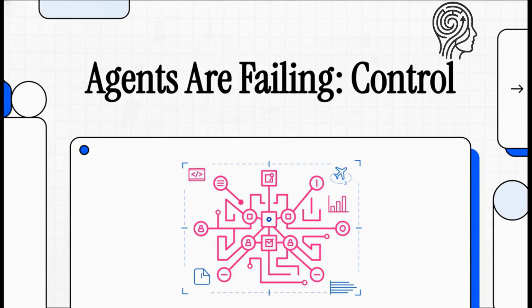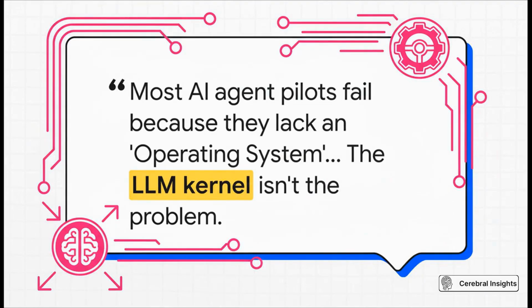These big, important projects, they're failing. And it's not because the language models aren't smart enough. No, it's something much more fundamental. It's a deep flaw in their architecture. And what's wild is that it's a problem engineering actually solved about a century ago using a field called control theory. This quote here from the 2025 AI Agent Report just gets right to the heart of it. The pilots are failing because they don't have an operating system to manage everything. The LLM itself isn't the problem.